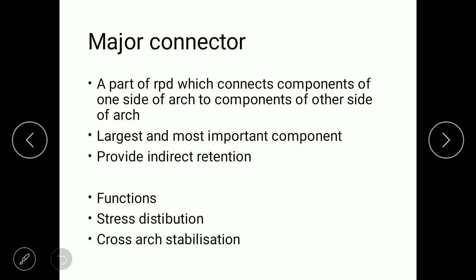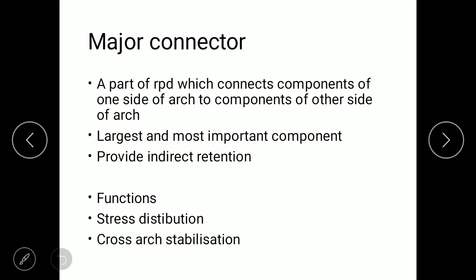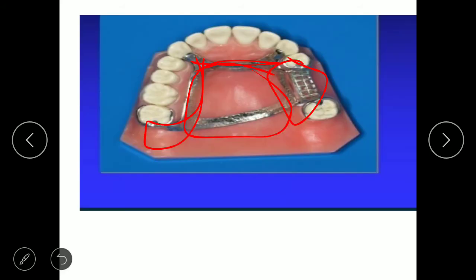This is major connector. According to the glossary of prosthodontic terms, it is defined as a part of RPD which connects the components of one side of the arch to the components of the other side. Sorry, it is a major connector. It is also the largest and most important component. It also provides indirect retention. Functions of major connector are stress distribution and cross-arch stabilization.